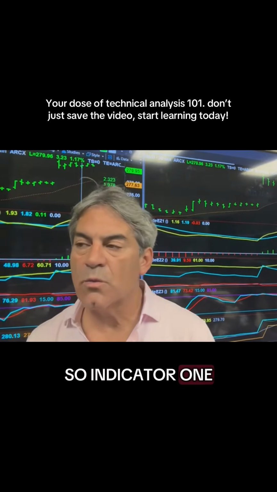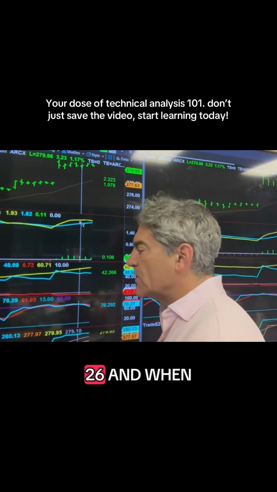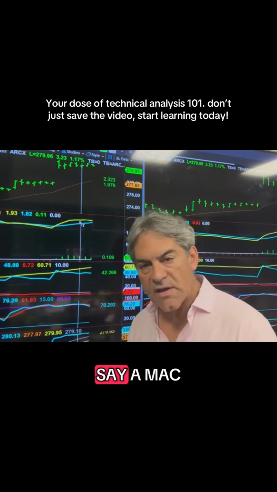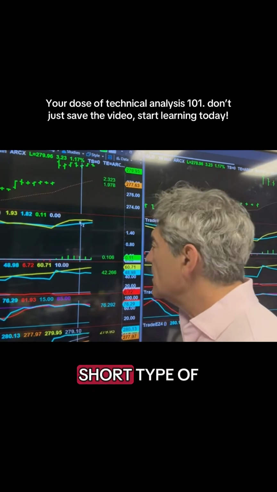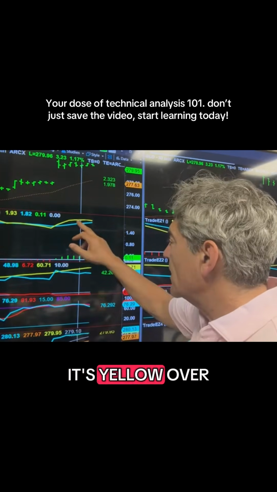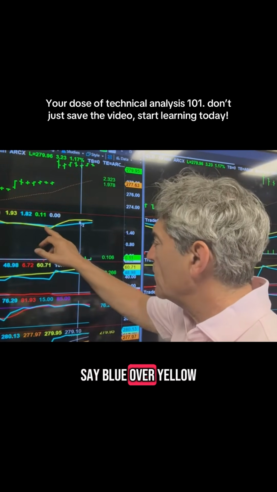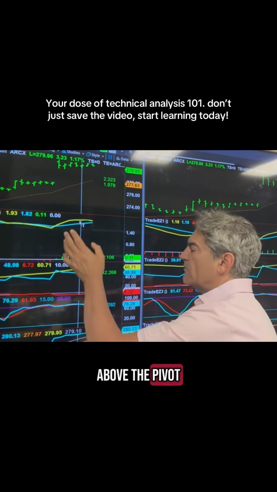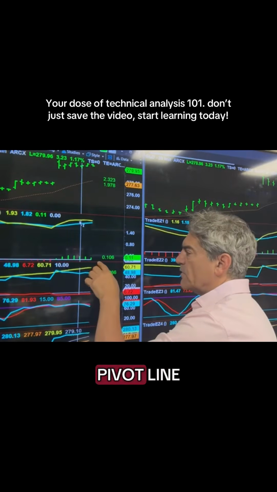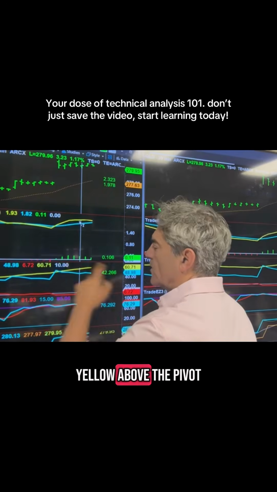So indicator one is a MACD, and it's a 12, 26. And when you hear me say a MACD is positive, I just cut right to the chase. It's a short way of saying it's yellow over blue. If a MACD is negative, you'll hear me say blue over yellow. If you hear me say a MACD is above the pivot, positive above the pivot, here's the pivot line. If you hear me say a MACD is negative above the pivot, it's blue over yellow above the pivot.